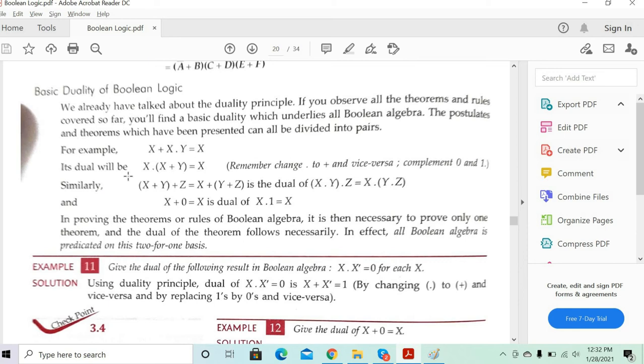So its dual will be equal to... What does a dual mean? How will the dual look in this case? Now what I'm saying is that we can write the duality as x dot x plus y is equal to x. Just write on this part, then I'll explain to you. X dot x plus y is equal to x.